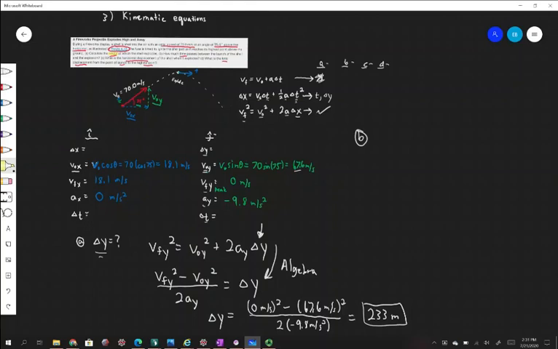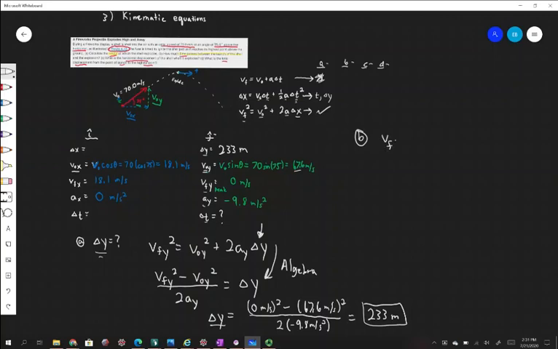Part B, we are asked how much time passes between the launch and the explosion. So what's change in t? Well, now I know change in y. I know almost everything here, right? I know 233 meters. So I have change in time I need to find. I know every single variable. I can pick whichever equation I want.